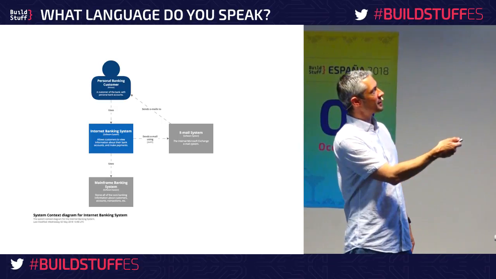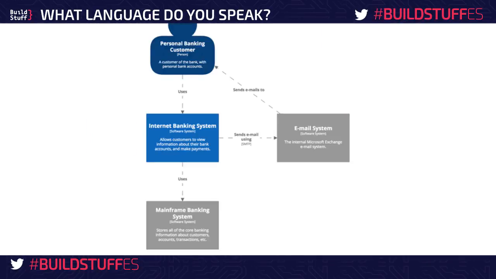So what I've done here is I've got a box in the middle. That's my internet banking system. That's the thing we are building. I've identified my user type. So in this case, it's a personal banking customer. If you had more different types of users, you'd show them as, again, boxes on the diagram.